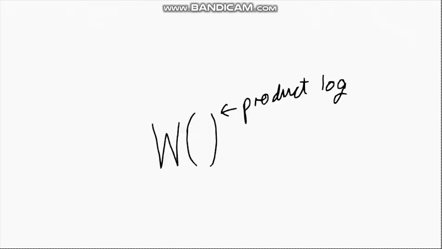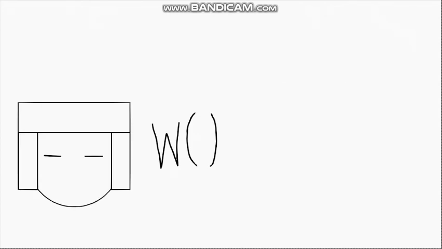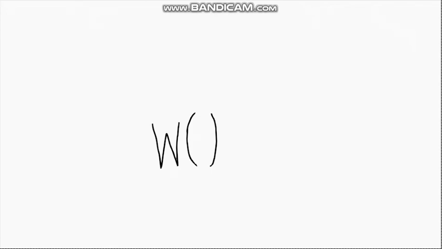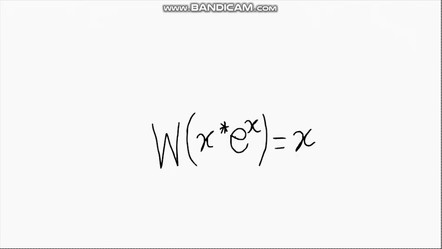and this is product log, or the Lambert W function, or W. I wish I had that in school and life, but anyway. The W of x multiplied by e to the x would give x as the result, and that's it.